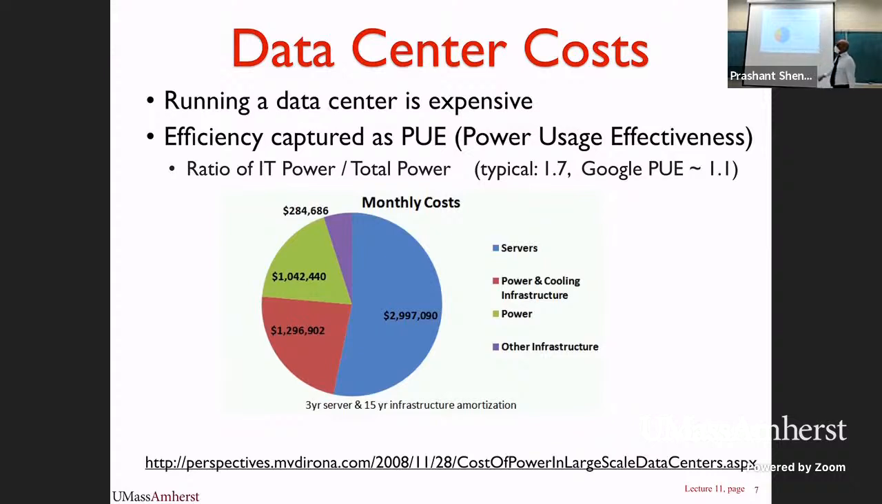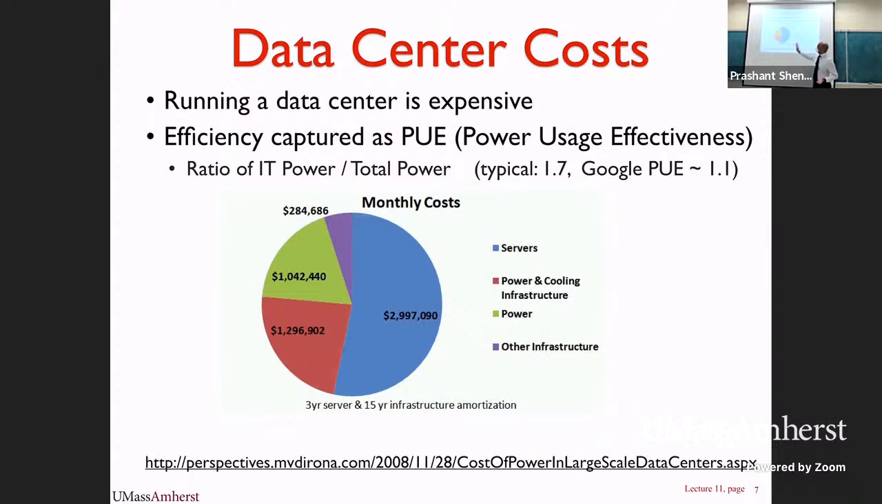Okay. Now, I want to introduce one term that you should know when you talk about data centers, and that term is called power usage effectiveness, or PUE is the acronym. Okay. So you will often hear this data center is very efficient, it has a low PUE. Okay. So it's good to understand what that actually means. Okay. So first thing is you want to understand what are the costs of running a data center.